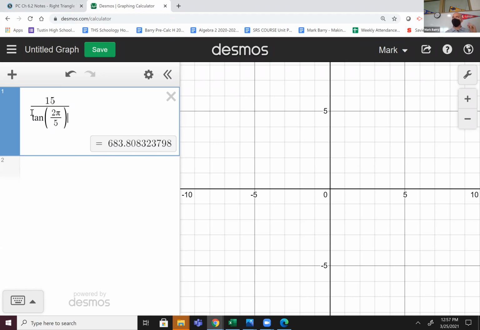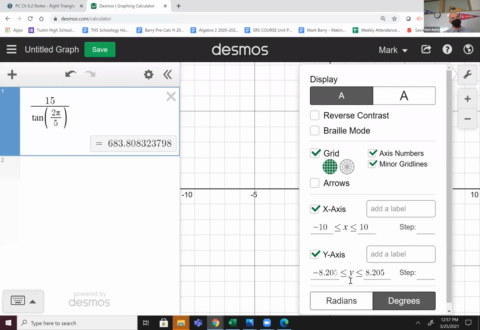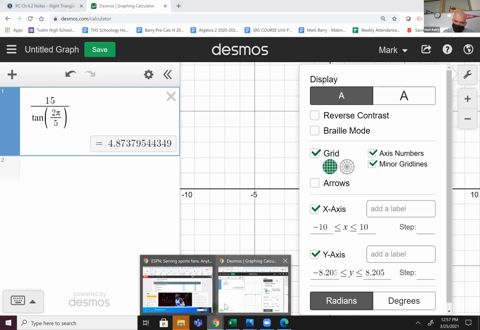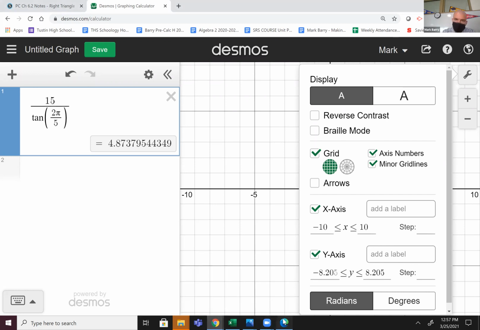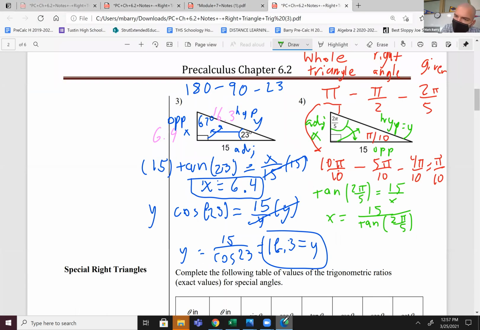But why is it not the correct answer? Well, I'm still in degree mode from the previous question, and we're now talking about a radian. So I need to go into my wrench, switch this back to radian mode, and you can see that answer changes to 4.87. So x is going to be 4.87.